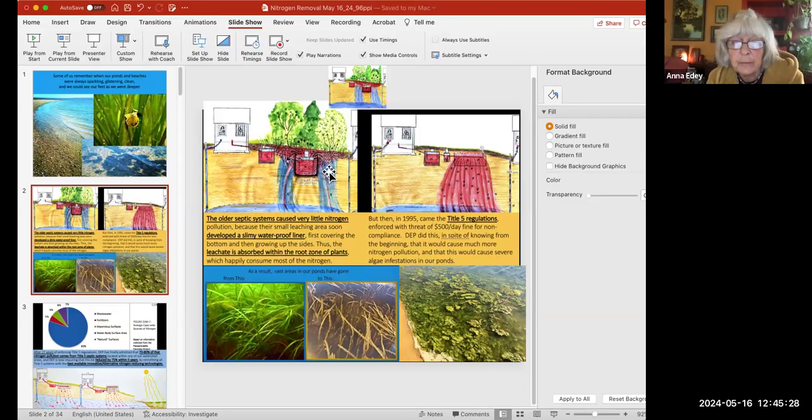of that nitrogen. You can see that very little red. N stands for nitrogen, and very little red is going down in the groundwater. Then we go over to this picture here.